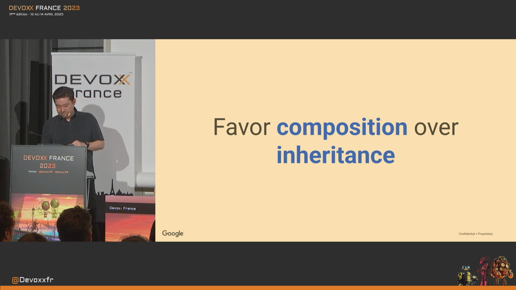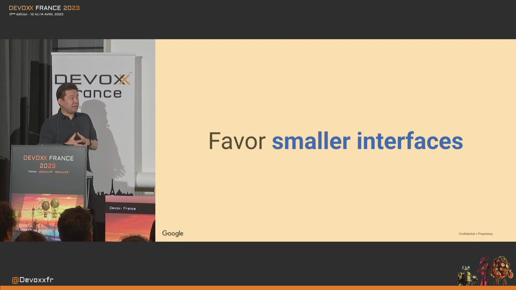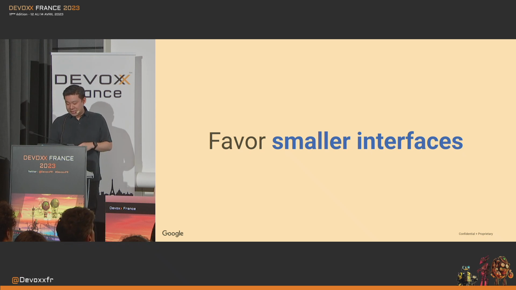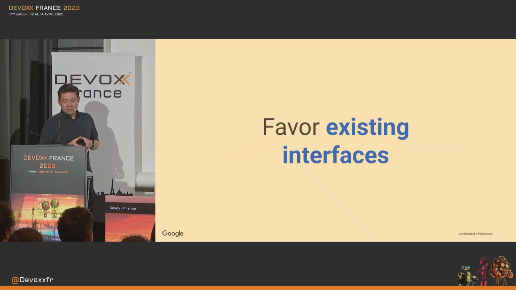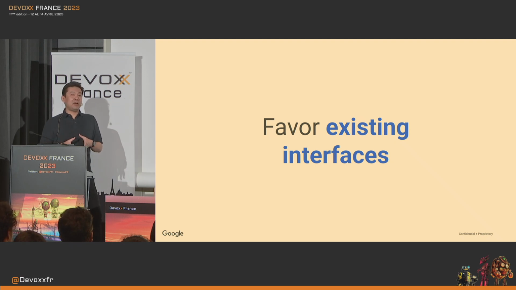Second principle, favor smaller interfaces, which some of you might recognize as the interface segregation principle from a book you might have read already. So favor smaller interfaces, and last but not least, favor existing interfaces. This principle I took from the Effective Java book. And why is that? We're going to show some code samples later. But why should we favor existing interfaces instead of creating new ones?